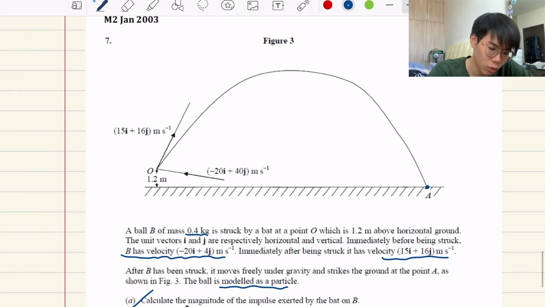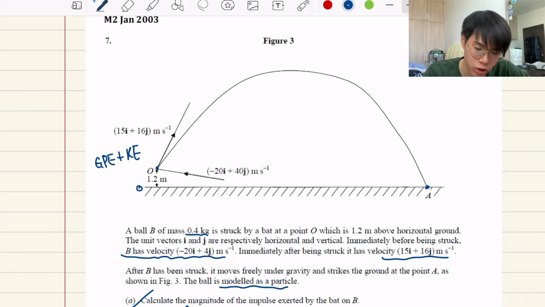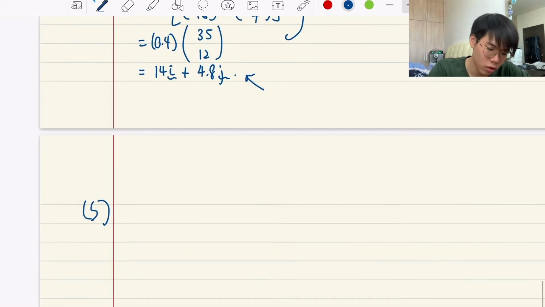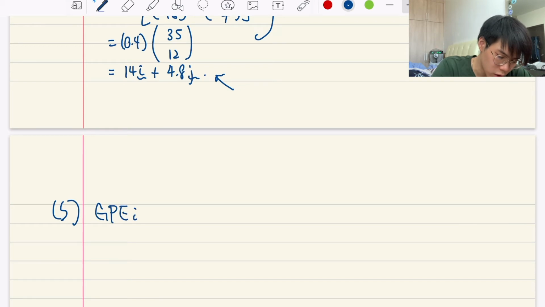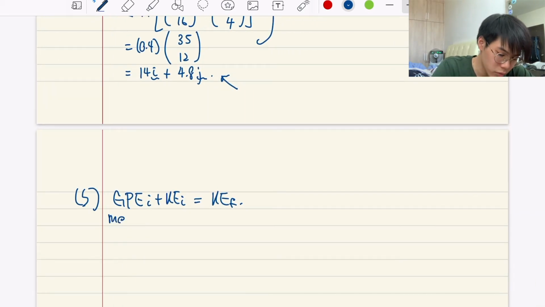First, we know that this ball has gravitational potential energy, and since it's moving with a velocity, it has kinetic energy. After it reaches A, it won't have gravitational potential energy because it's already at the ground, but it will have kinetic energy. So here we know that initial GPE plus initial kinetic energy is equal to the final kinetic energy. So mgh initial plus half mv squared is equal to half mw squared.